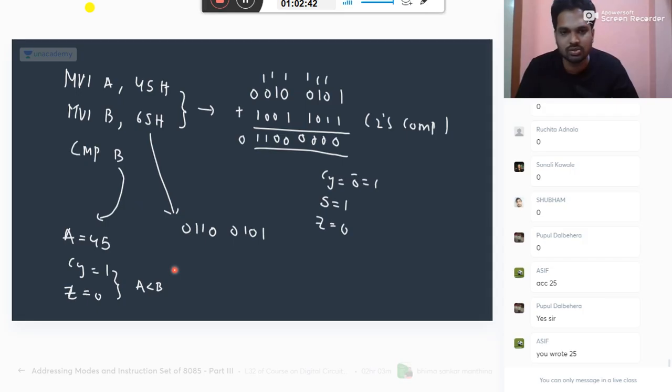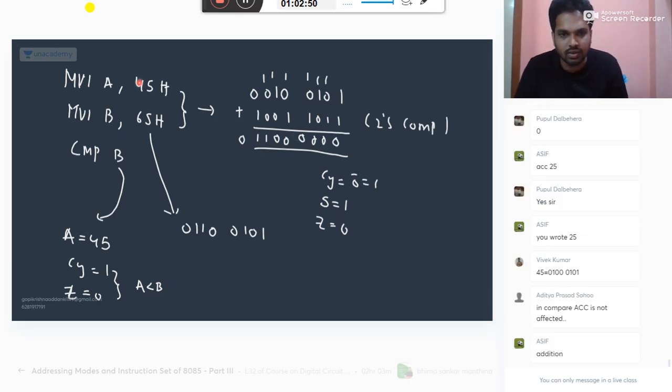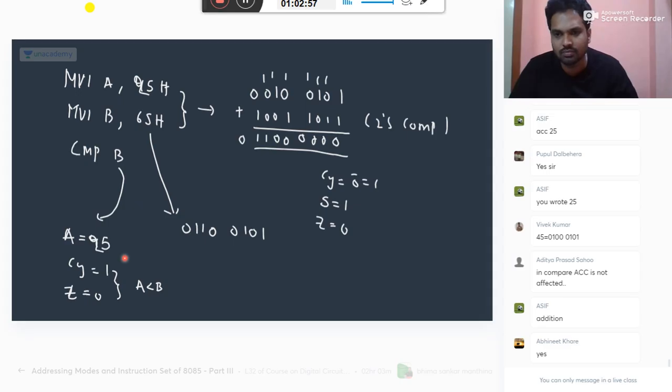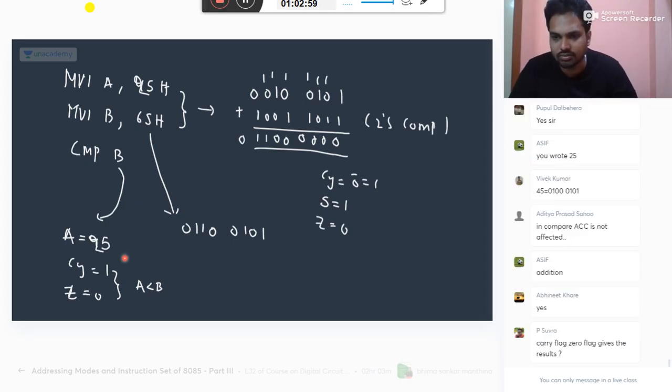Actually AC will be 1 bar. You can take it, but one case may fail, that's why I'm not taking it. If you want, you can take AC equal to 1 bar as 0, and parity is even 1. Already I told these results. A greater than B, carry 0. A less than B, carry 1. A equal to B, carry 0, and Z will be equal to 1.